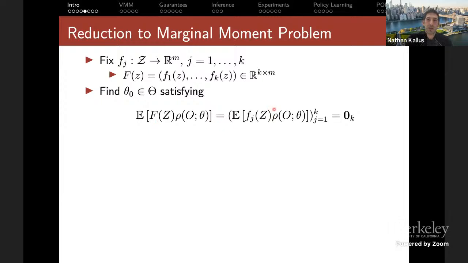There's a missing transpose right here. That is essentially just the vector of length k, where the jth entry is f_j of Z transpose rho. So those k marginal moments should be equal to 0. And that is one way to try to find theta naught, because we know theta naught at least satisfies these things. Okay, so we reduced it to the marginal moment problem, but how do we solve the marginal moment problem?